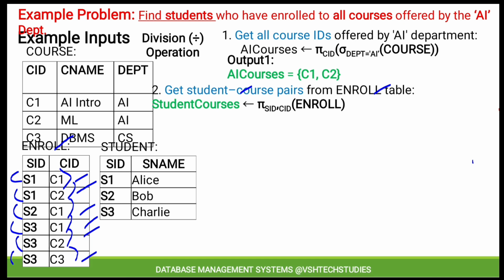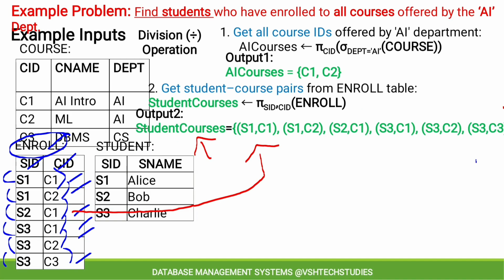For that we'll have to take the enroll table and project only these two columns. So the enroll table is taken as input, and the project operation is used. In that, only the SID and CID columns are projected. So this is the relational algebraic expression to get student-course pairs from the enroll table, and this output is saved in the intermediate relation student courses. So we have written the second step output here.